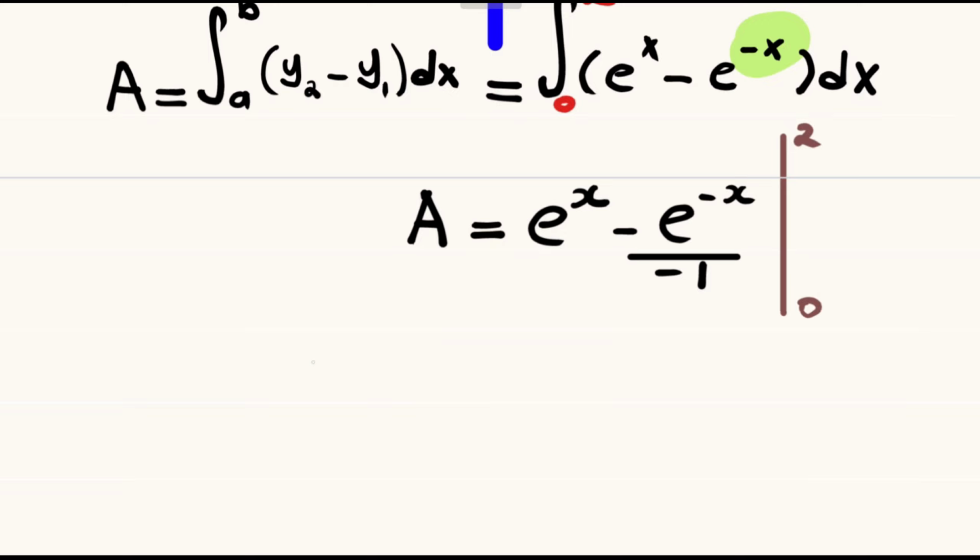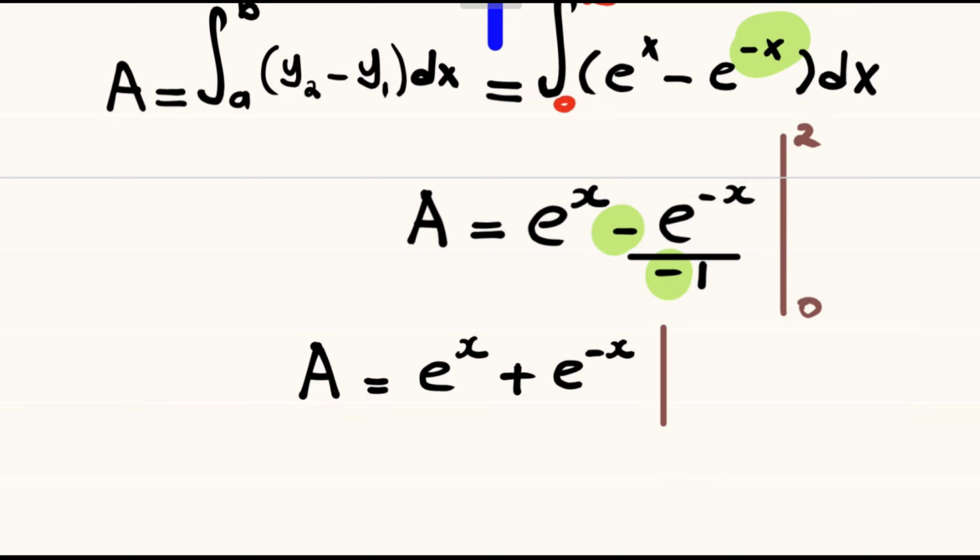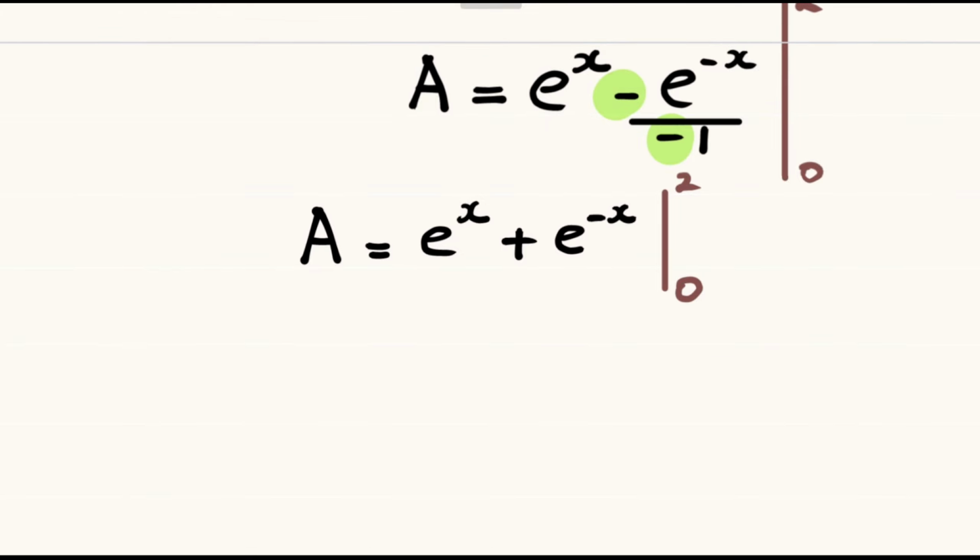Let's simplify. We have a is equal to e to the power x, and that negative divided by that negative will be positive e raised to the power negative x, and our boundaries, we have the 2 and the 0. We start by substituting the bigger number first. So our area will be equal, where there is x, we are going to substitute the 2. So even here, we substitute the 2 where there is x. We minus this by, now we substitute the 0.